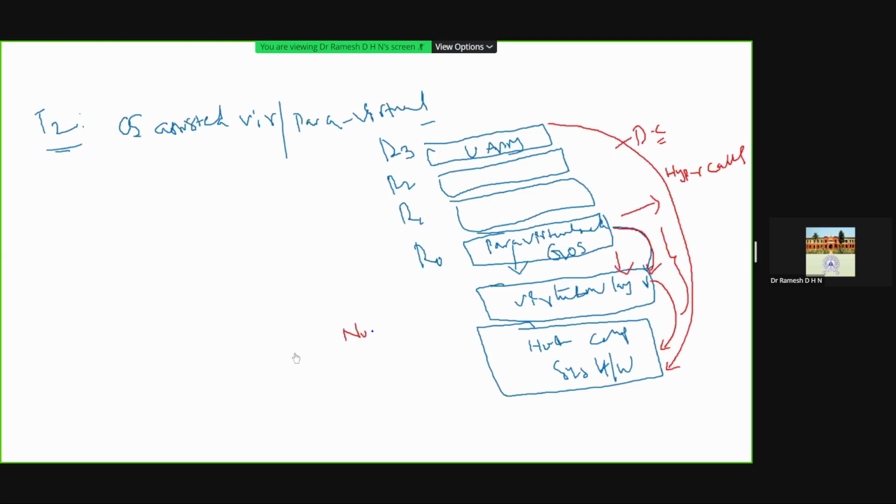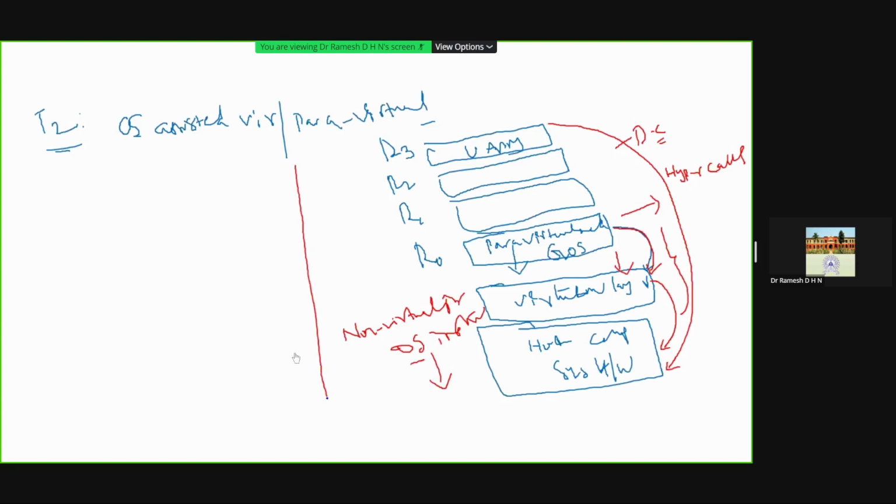non-virtualizable operating system instructions. Non-virtualizable in the sense of non-critical instructions. So what do the non-virtualizable operating system instructions contain? These instructions are non-critical, non-privileged instructions. Based on this concept, let me give the description now.